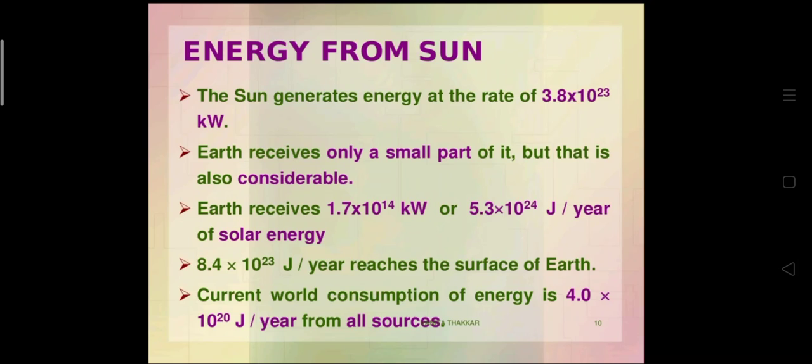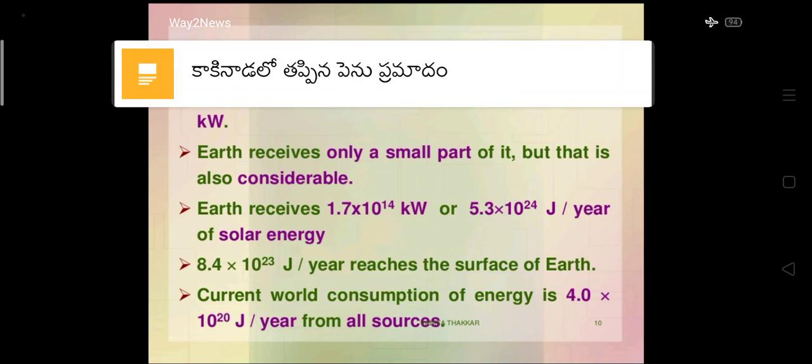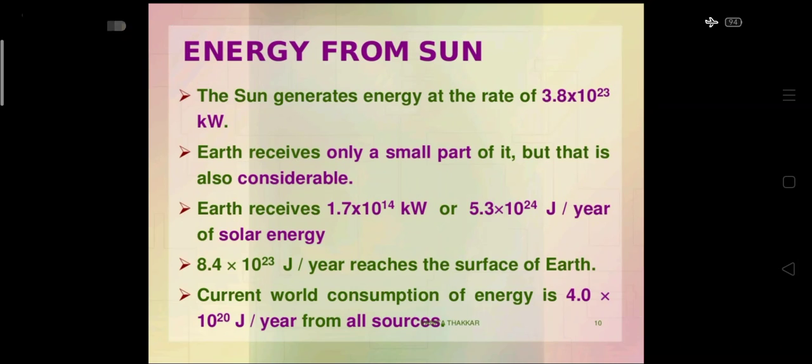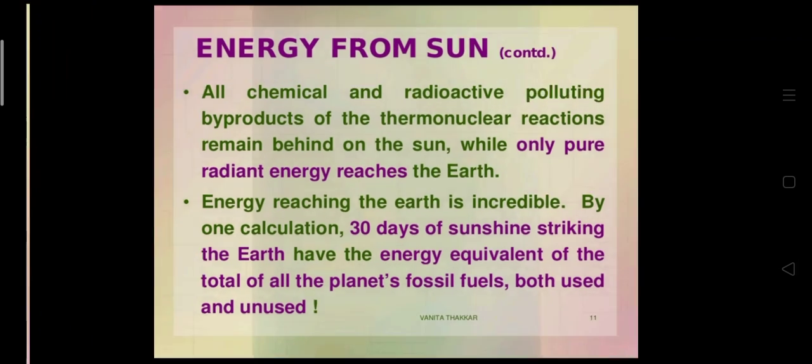And 8.4 × 10^23 joule per year reaches the surface of the earth. Current world consumption of energy from all sources is 4 × 10^20 joule per year. That means the energy consumption is very small compared to the solar energy available.